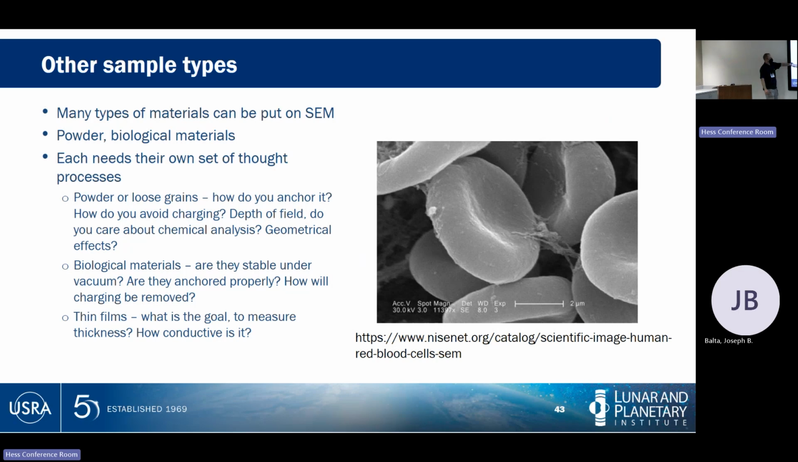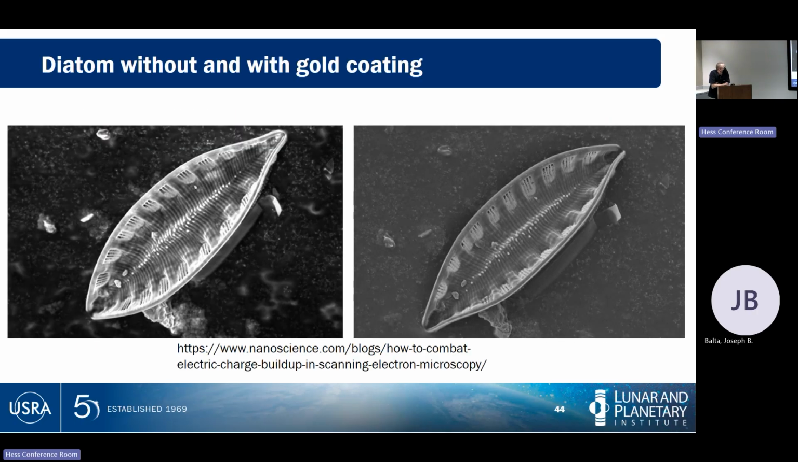For biological materials, are they anchored properly? Are they stable under vacuum? Is charging going to be removed? There are weird analyses done on thin films for material science purposes. And in these cases, you have to understand the conductivity. You have to understand what the material is you're putting it on. All sorts of other things you can go through.